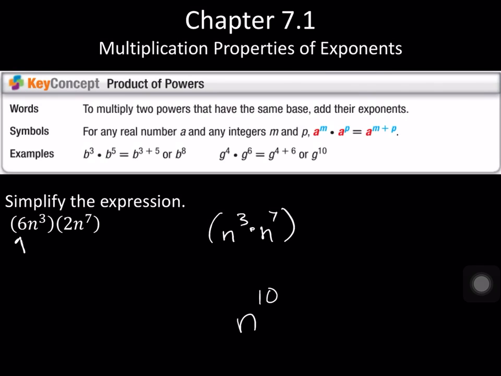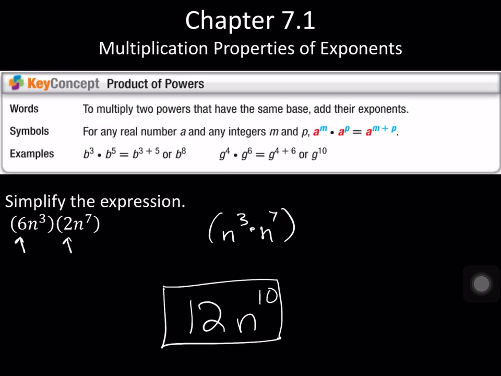What do we do with the 6 and the 2? Those are not bases. Those are coefficients. They're just numbers. The 3 and the 7 over here are exponents attached to bases of n and n, so that's why we add those exponents. 6 and 2 are just numbers, coefficients, and multiplication says 6 times 2 is 12. And so 12n to the 10th would be my solution here.